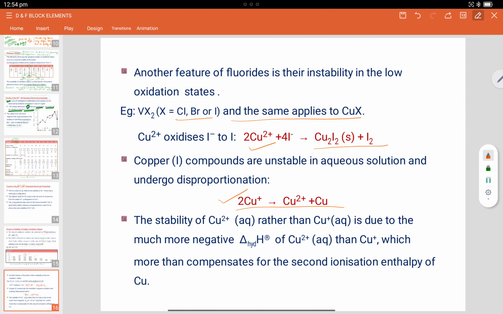Check it. Here +1 oxidation state, here +2 oxidation state, here 0. So +1 to +2 is oxidation, +1 to 0 is reduction. The stability of Cu+2 rather than Cu+ is due to the much more negative hydration enthalpy of Cu+2, which more than compensates for the second ionization enthalpy of Cu.